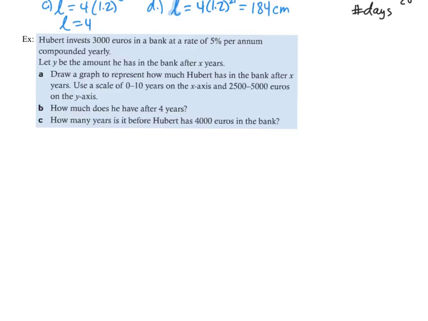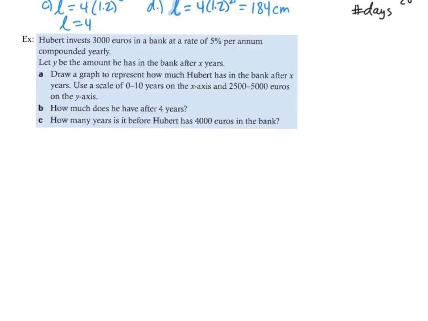So letter A asks us to draw a graph to represent how much Hubert has in the bank after X years using a scale of 0 to 10 years on the X-axis and 25 to 5,000 euros on the Y-axis. So I'm actually going to do that part last. Let me just go ahead first, though, and write down what that equation would be.